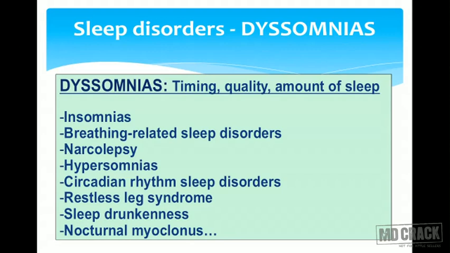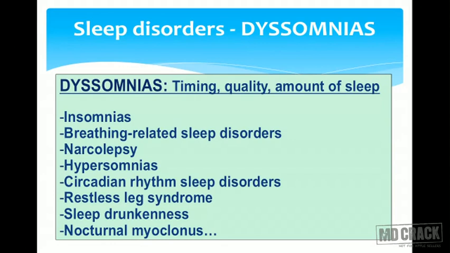The first type of sleep disorders is called dysomnias. Dys stands for a disturbance. What is the disturbance? Disturbance in the timing, in the quality, and the total amount of sleep. All this will be called dysomnias.